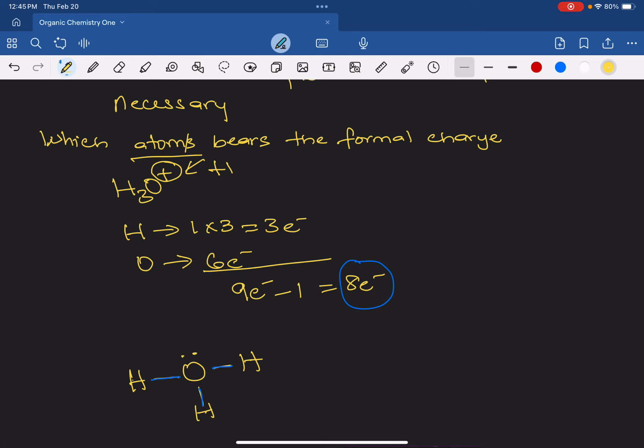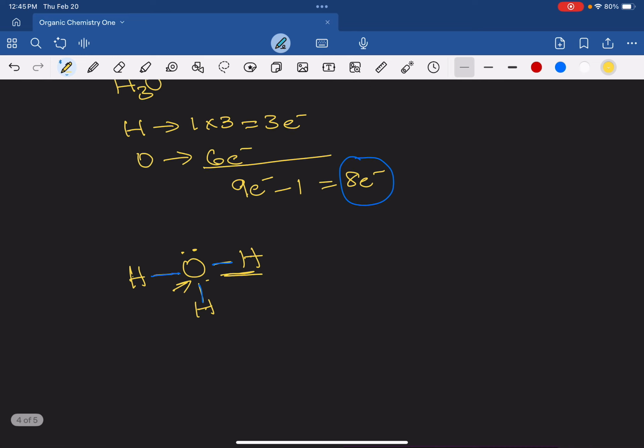Clearly, you can't put the lone pair on the hydrogens, right? That would make absolutely no sense because the hydrogen already has its full shell. The only thing that didn't was the oxygen, okay? So you have to do some reasoning when you do this. Let us now go to how we calculate the formal charge.